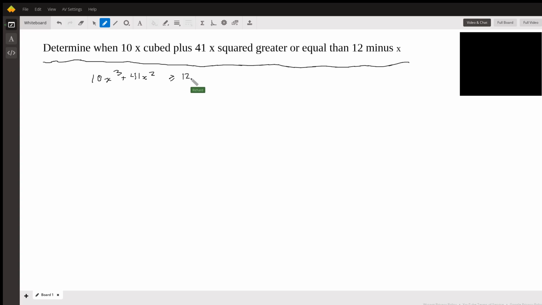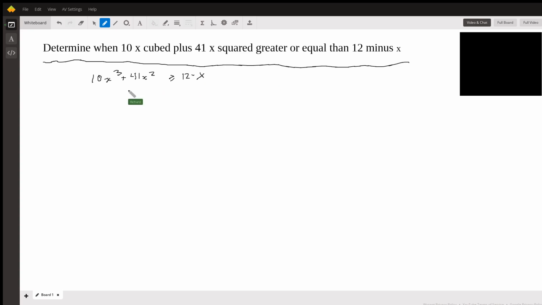This didn't come across very well. I looked at the original. It's going to be 12 minus x. Yeah, no, that's fine. Sorry, just want to make sure we got that right.